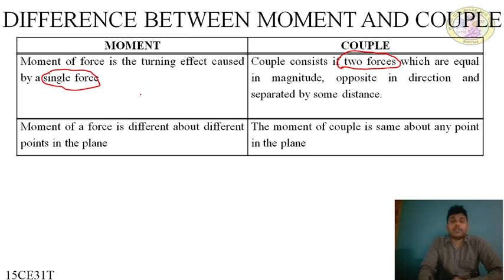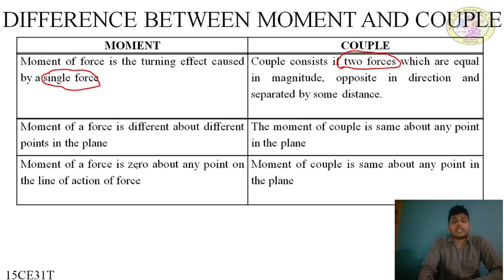Next, the moment of a force is different about different points in the plane. For every point of the plane, it will have a different magnitude. But the moment of a couple is the same about any point in the plane. In the case of a couple, the moment will be the same about any point in the plane.